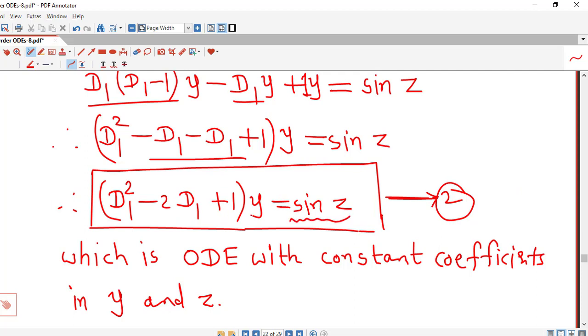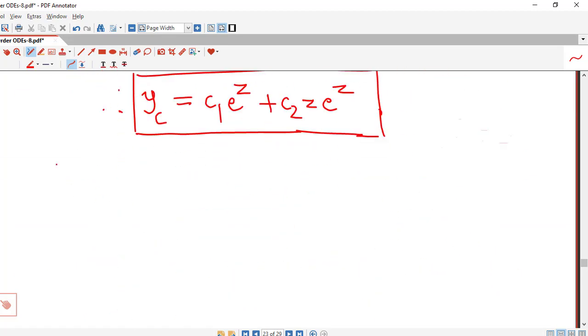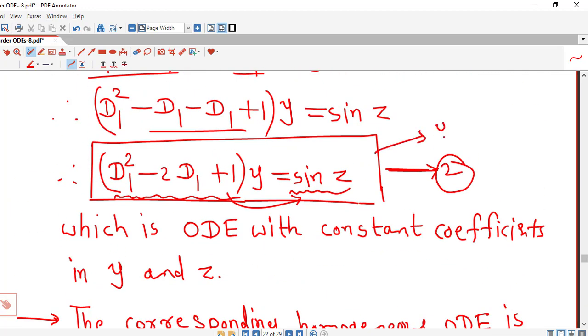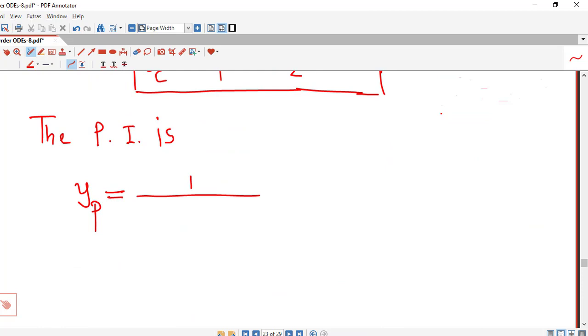Now to find the particular integral, we can apply the shortcut method. As we know, for the shortcut method, the particular integral will be equal to this operator taken on the right hand side and applied to sin z. So the particular integral or particular solution is yp equal to 1 over f of D1, that is 1 over D1 square minus 2 D1 plus 1 operated on sin z, and this we call the particular integral. It is denoted by yp.